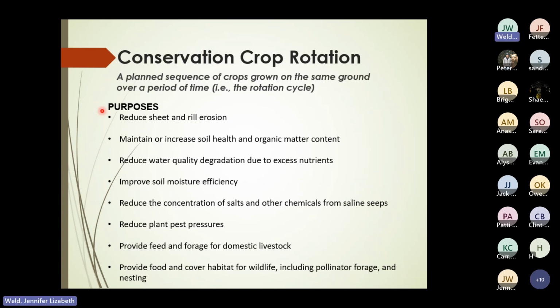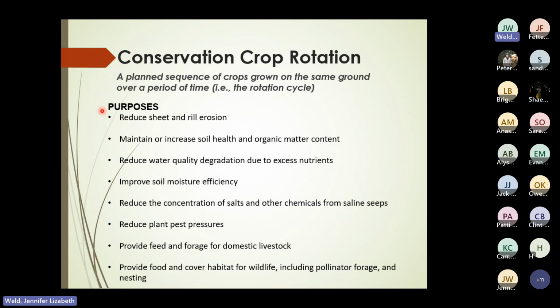So conservation crop rotation is a sequence of crops. They're basically grown in the same area on the same field over a period of time, and they cycle. There's a variety of reasons for implementing a conservation crop rotation, and we'll look at those. The duration can be anywhere from a very short rotation, sometimes 2 years, up to 6 or 7 years, which you may see in those longer rotations specifically on dairy farms, where there's a lot of forage that needs to be grown to support the feed needs and the feed inventory for those animals.